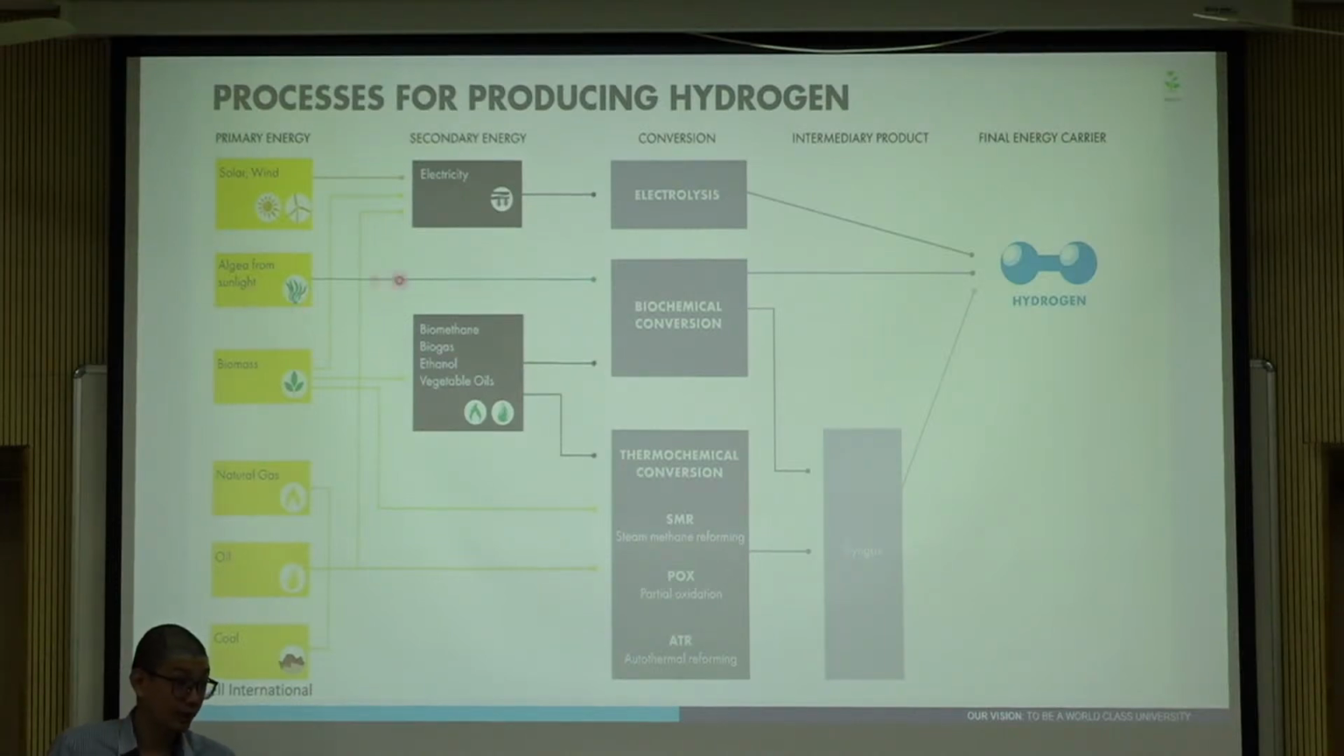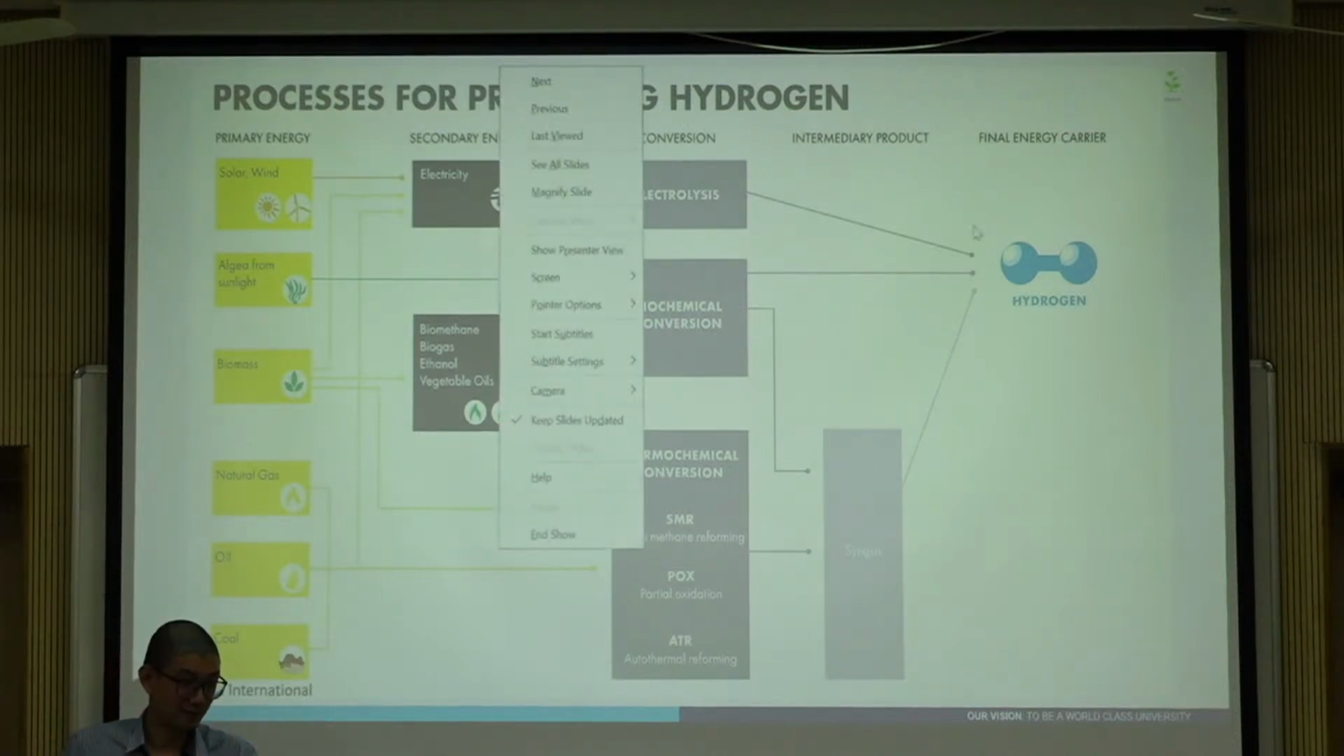So algae, from sunlight, going through biochemical processes, can produce hydrogen as well. Then solar and wind produce secondary electricity, which goes through electrolysis, green electrolysis, and can produce hydrogen as well. So these are the potential pathways. Later on, I will show you the colors of hydrogen, from very dark color until the green color, and what process is used for each.